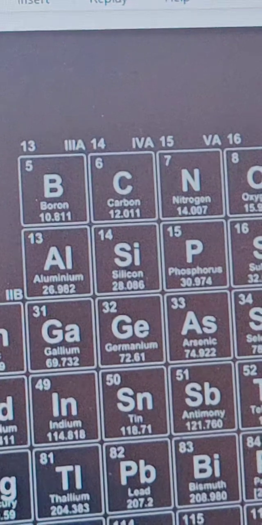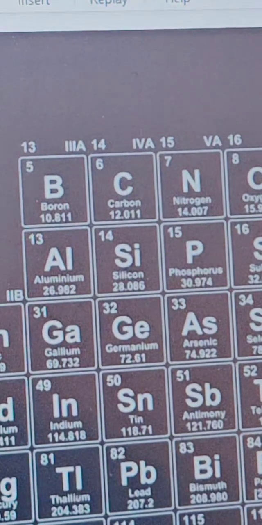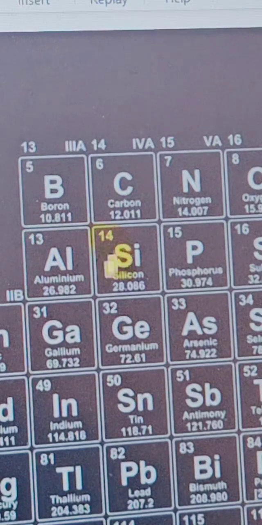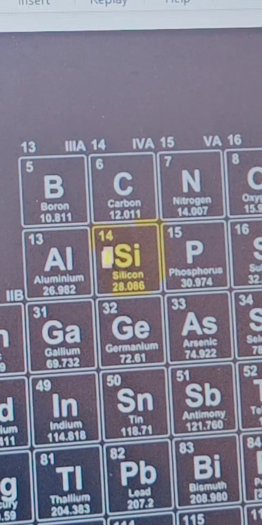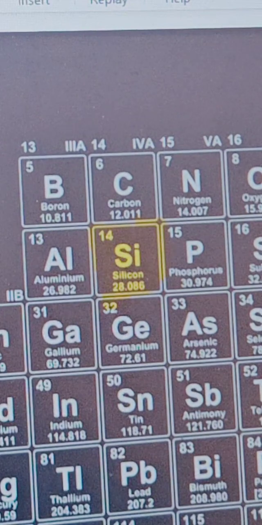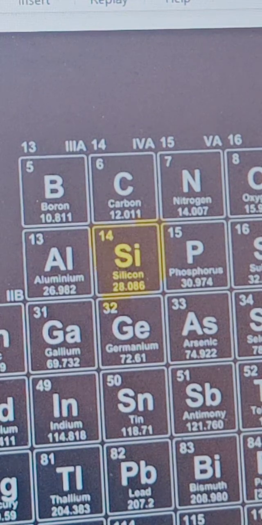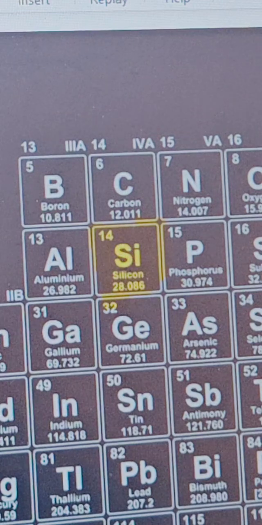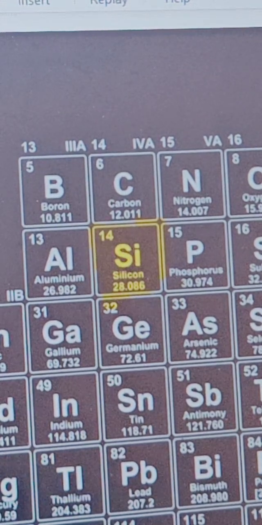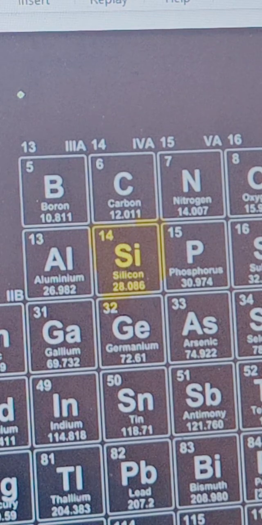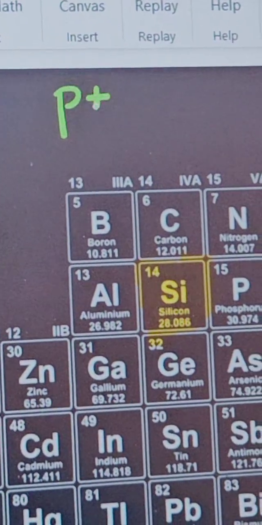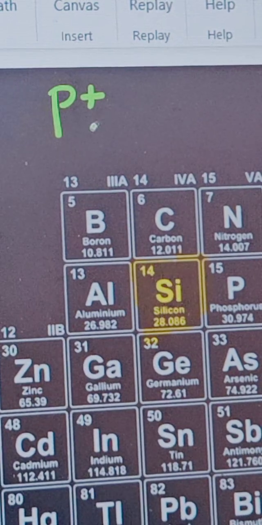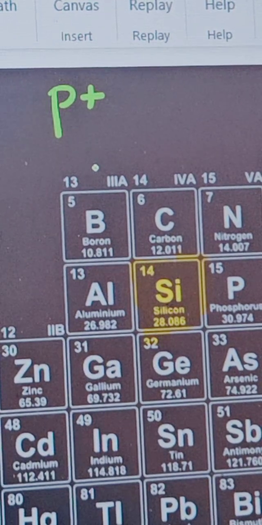Well, for element silicon, and matter of fact, let me highlight this element right here so you all can see it. This is the one that we're talking about. We know that 14 is equal to the protons, exactly. So the protons is equal to 14. What else is equal to 14?